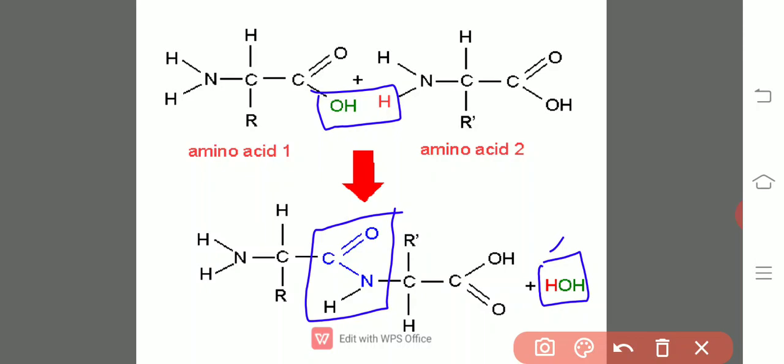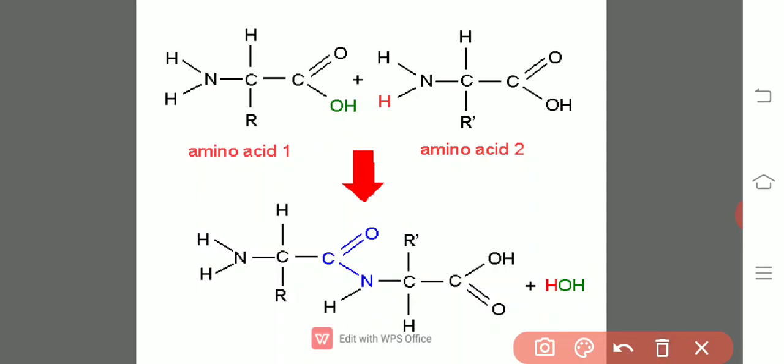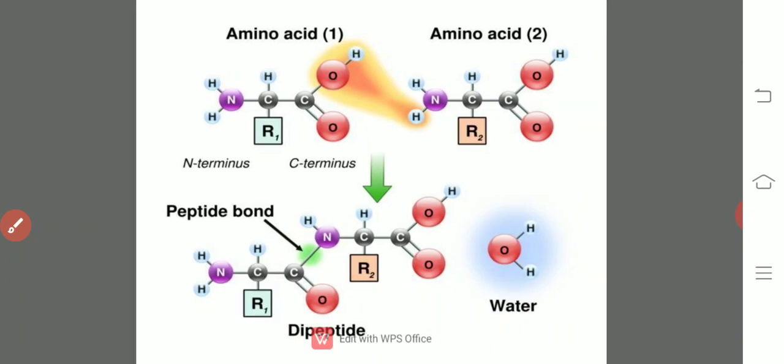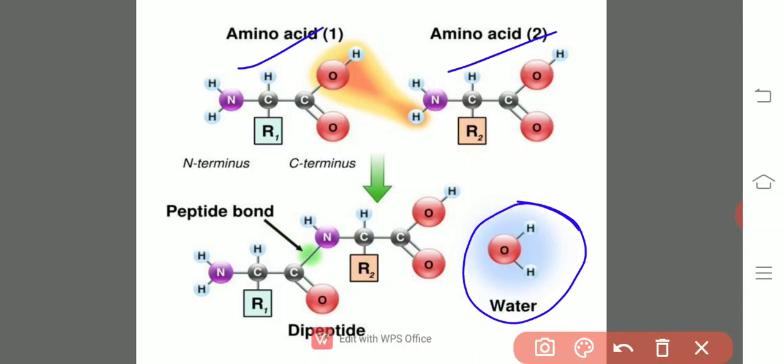So like that, there are various peptide bonds in a protein. Various numbers of peptide bonds are present in the protein. See here the same thing. Amino acid 1, amino acid 2, and there is a release of a water molecule and there is a formation of CONH bond. This is the formation of the peptide bonds.